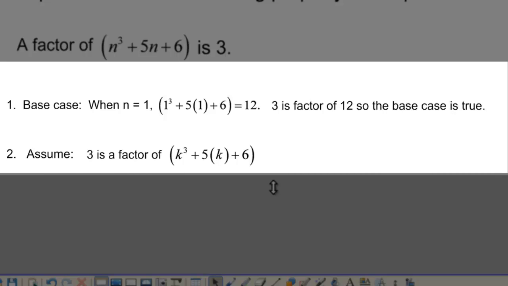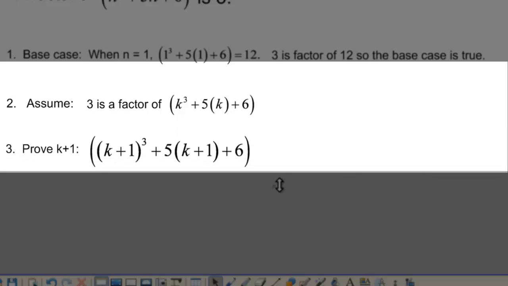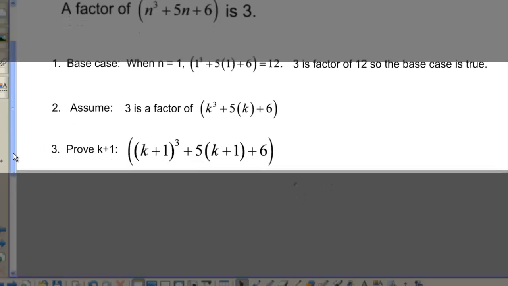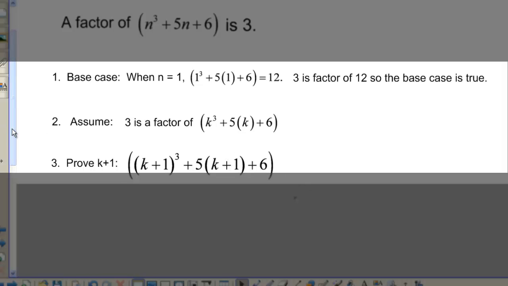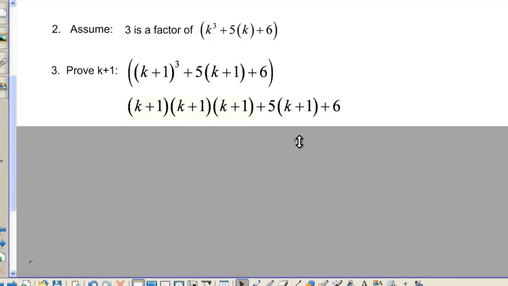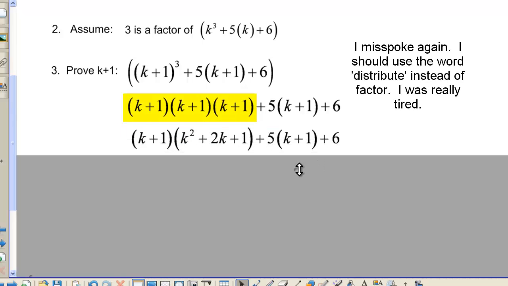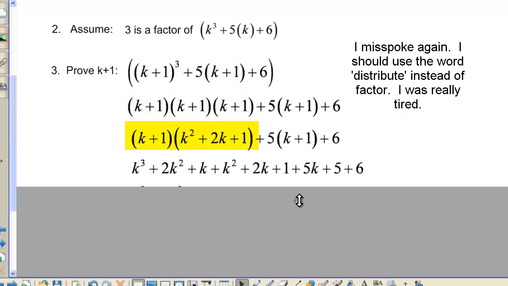Assume 3 is a factor of inputting k into that formula, k cubed plus 5k plus 6. Third step, we have to prove that if we input k plus 1, that 3 is a factor of (k plus 1) cubed plus 5 times (k plus 1) plus 6. So I have a little bit of math to do. I need to write out k plus 1 three times, and whether you factor it out by foiling it or whether you use binomial theorem, okay, so I factored it, k plus 1 times (k plus 1) squared is k squared plus 2k plus 1.